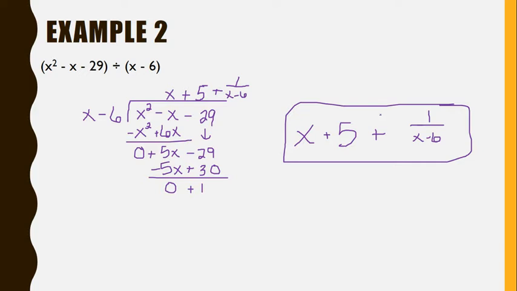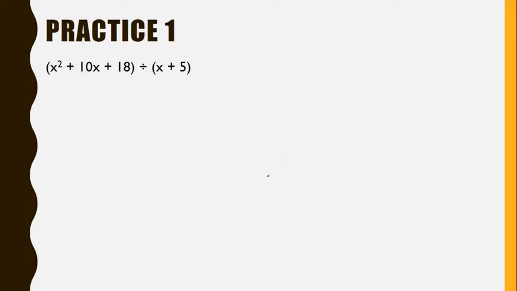Alright, so we've done 2 examples now. I want you to try this practice problem here of taking x squared plus 10x plus 18 and dividing it by x plus 5. Remember, go ahead, pause your video, and try it out. And when you've done it, then come back and see if you got it right. So now that you've had a chance to do it, let's go over it.